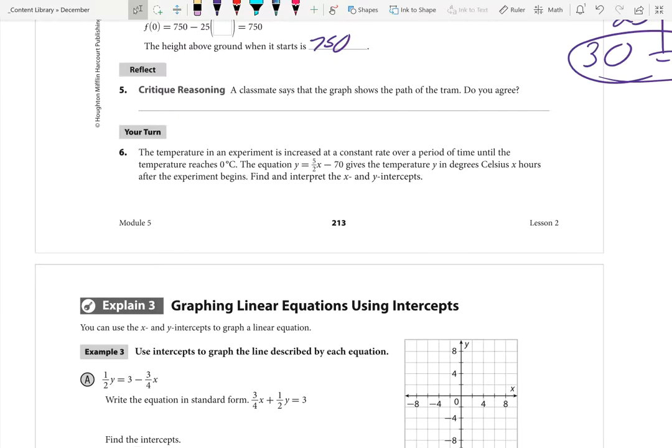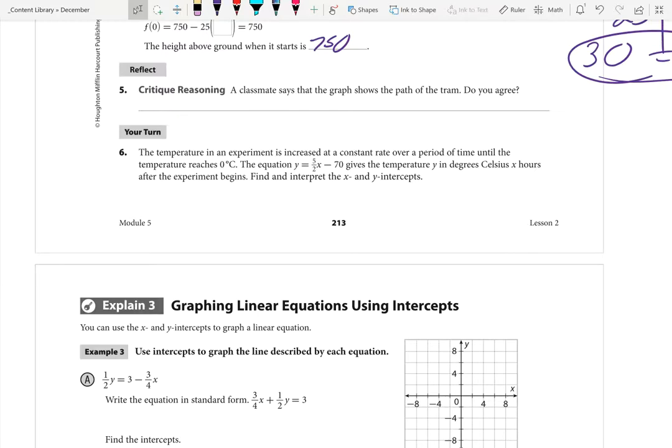The temperature in an experiment is increased at a constant rate over a period of time until the temperature reaches 0 degrees Celsius. The equation there gives the temperature y in degrees Celsius, x hours after the experiment begins. Find the x and y-intercepts.